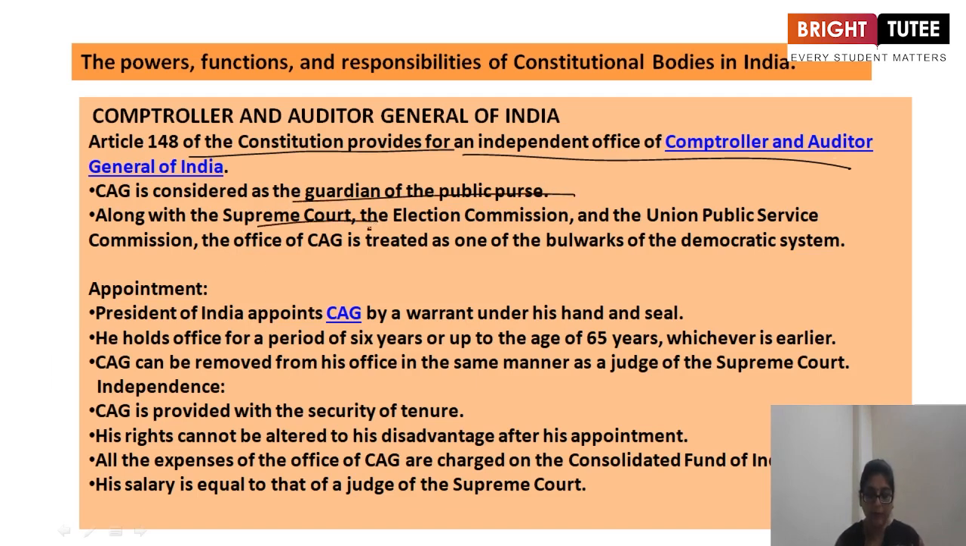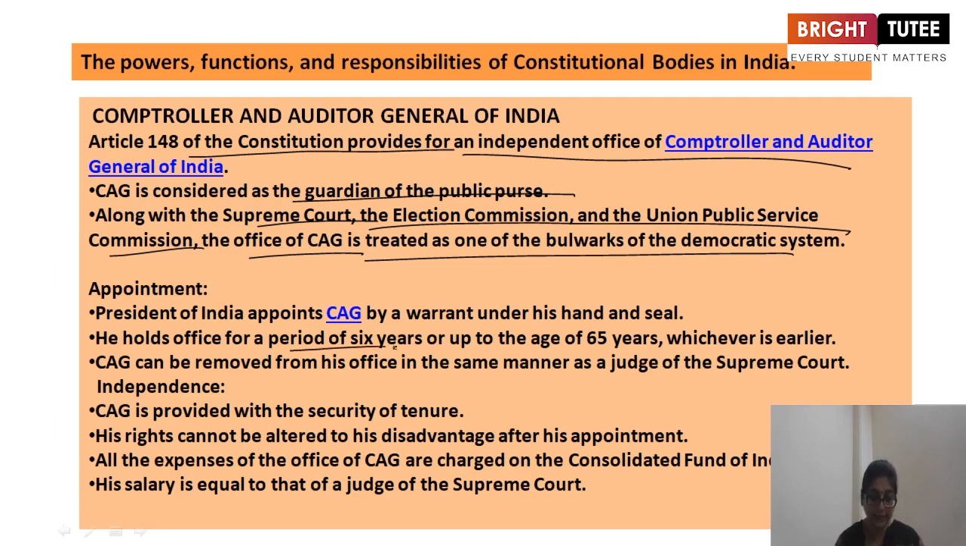And along with the Supreme Court, the Election Commission and the UPSC, that is Union Public Service Commission, the office of CAG is treated as one of the bulwarks of the democratic system. Now, who appoints? The President of India appoints the CAG by a warrant under his hand and seal. He holds the office for a period of 6 years or up to the age of 65 years, whichever is earlier.